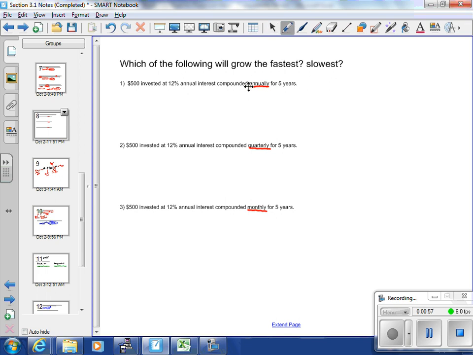What we're going to do to determine this is figure out what these would equal. Well, if I start with $500, increase at 12% annual interest compounded once a year, that means once a year you do get 12%. So times 1.12 to the fifth power. So I'll type that in. 500 times 1.12 to the power of 5. This becomes $881.17.